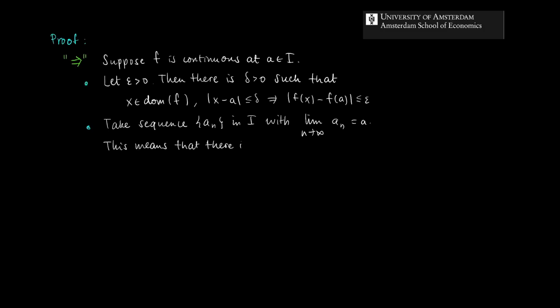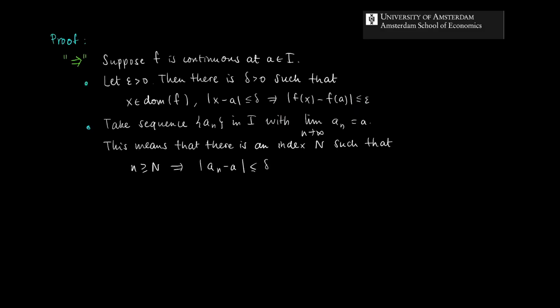We can choose an index, capital N, such that when we take larger indices, the difference of a_n minus a is smaller or equal than delta. And this is a very nice property, since look at this one. a_n belongs to the domain of f, right? So it's in I, and then a_n can be plugged in here, right? So the absolute value of a_n minus a is smaller or equal than delta, which automatically means that the absolute value of f(a_n) minus f(a) is smaller than epsilon, right?